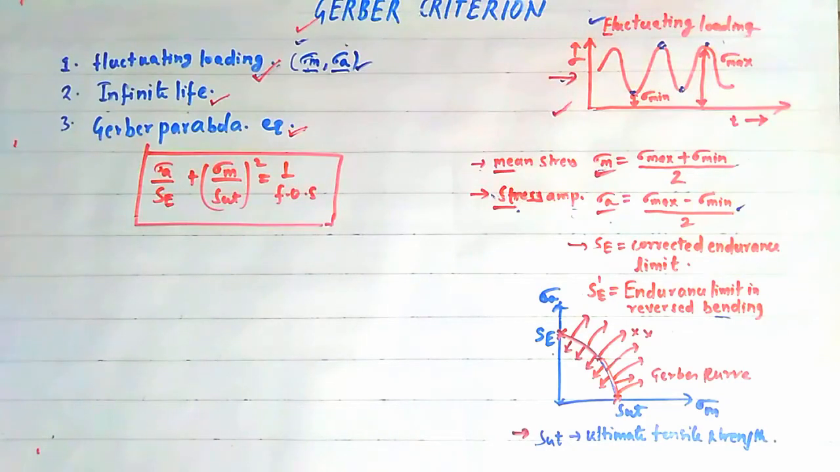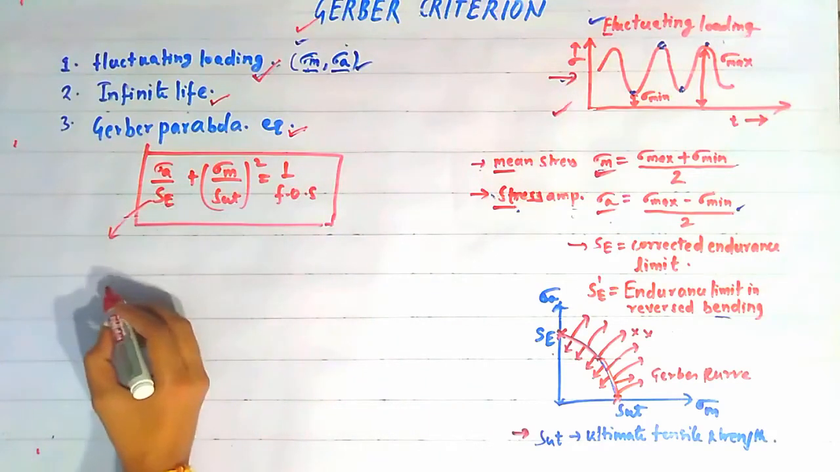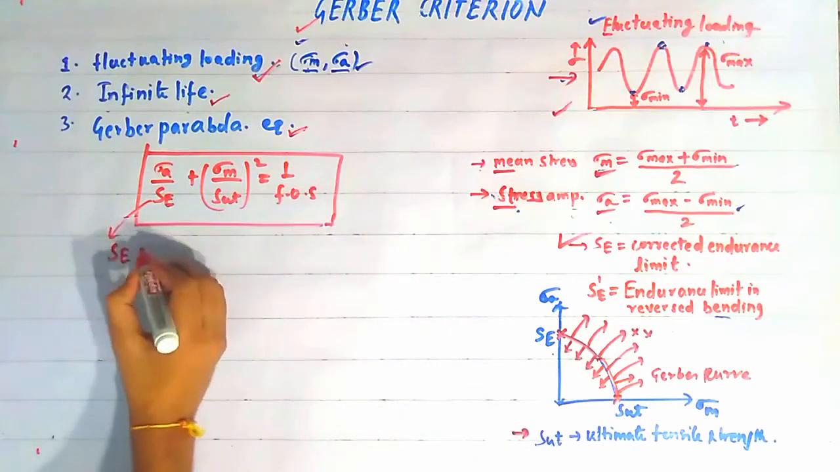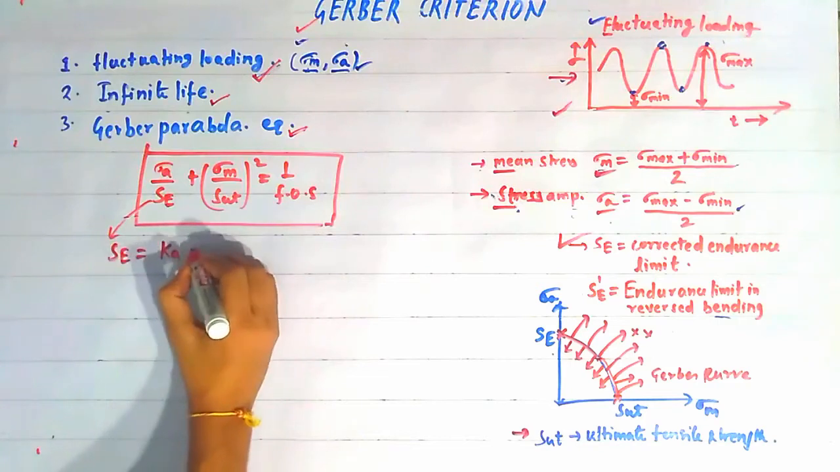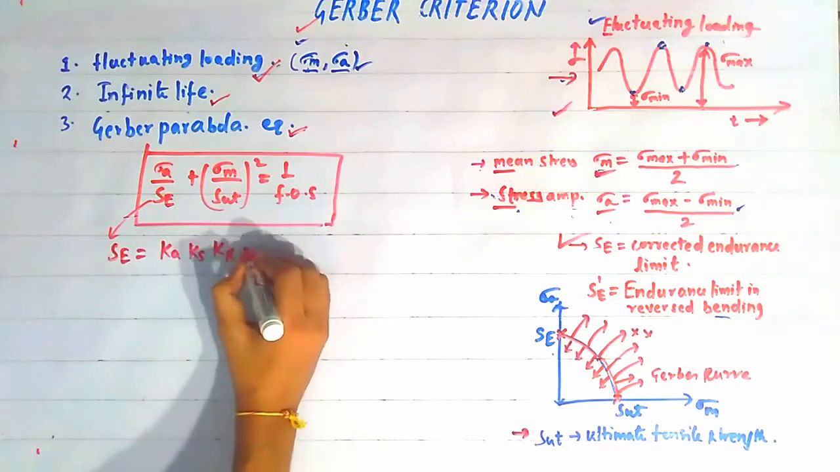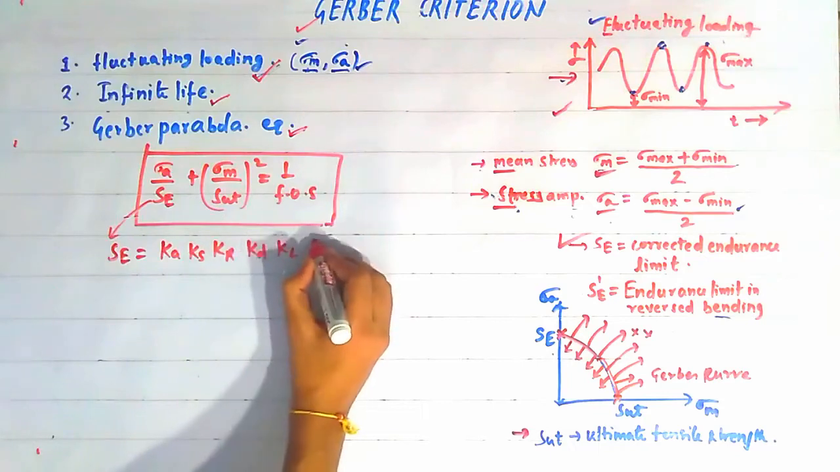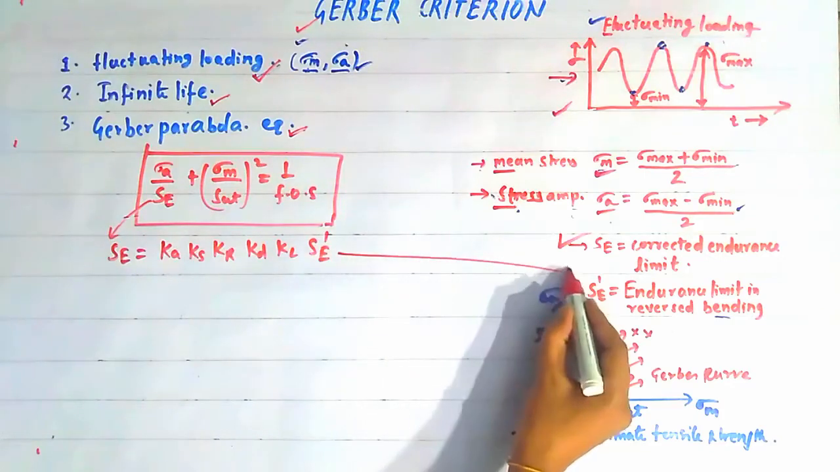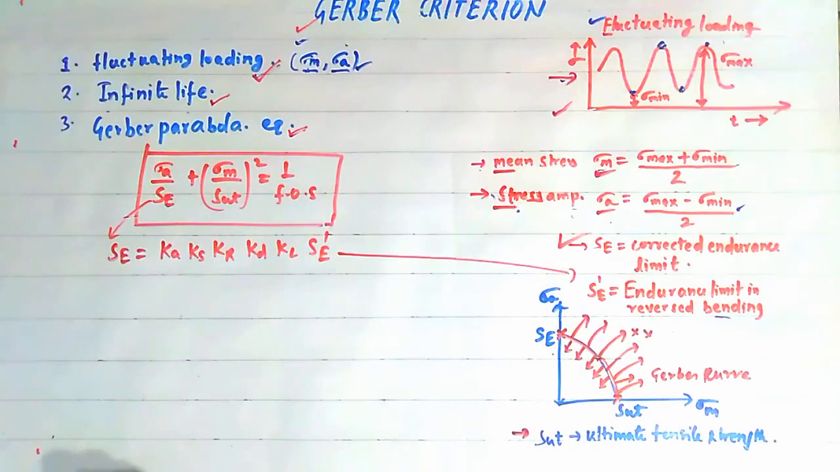Okay friends, there are a few things that are very important when we are going to design with Gerber criteria. The first thing is that here SE is the corrected endurance limit, which is denoted by SE. Here the value of SE is given as SE is equal to Ka, Ks, Kr, Kd, Kl, SE dash. Here SE dash is the endurance limit in reversed bending condition, that is the endurance limit which has been obtained from the rotating beam test, that is, from the fatigue testing machine.